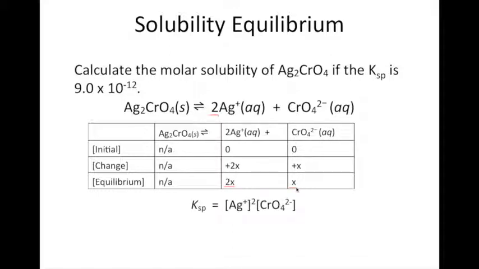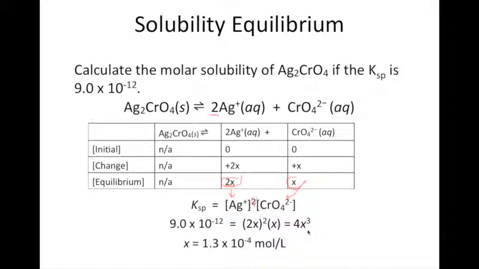Now we can write our Ksp expression. Again, don't forget to square the silver. Plug in our equilibrium concentrations for silver and for chromate, and our Ksp value is given. So we have 9.0 times 10 to the minus 12 is equal to (2x) squared times x, which gives us 4x cubed. Solve for x, and we get an x value of 1.3 times 10 to the minus 4 molar.